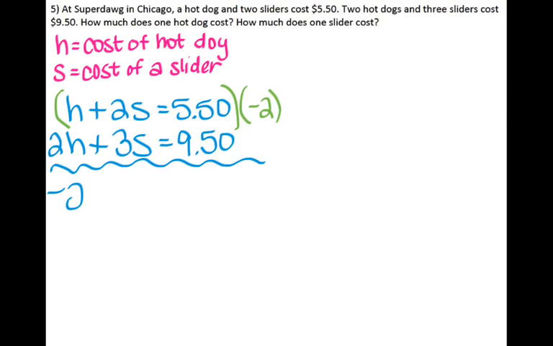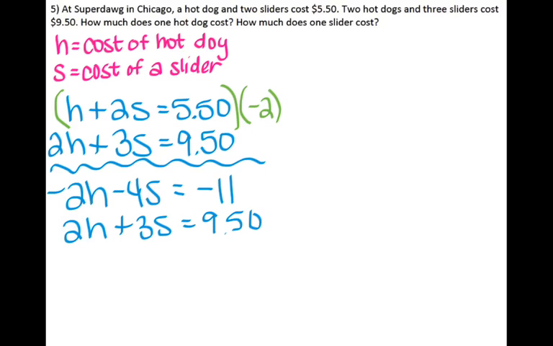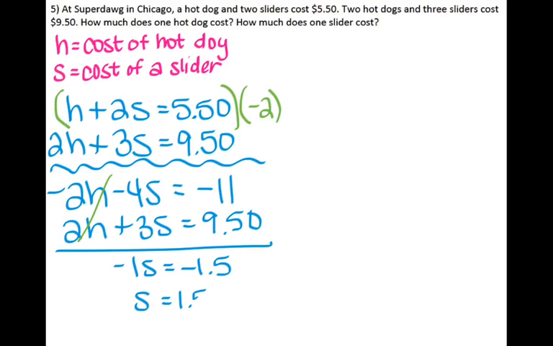So that leaves me with negative 2h minus 4s equals negative 11. 2h plus 3s equals 9.50. My hot dogs eliminate. That leaves me with negative 1s equals negative 1.5. So that means s equals positive 1.5.